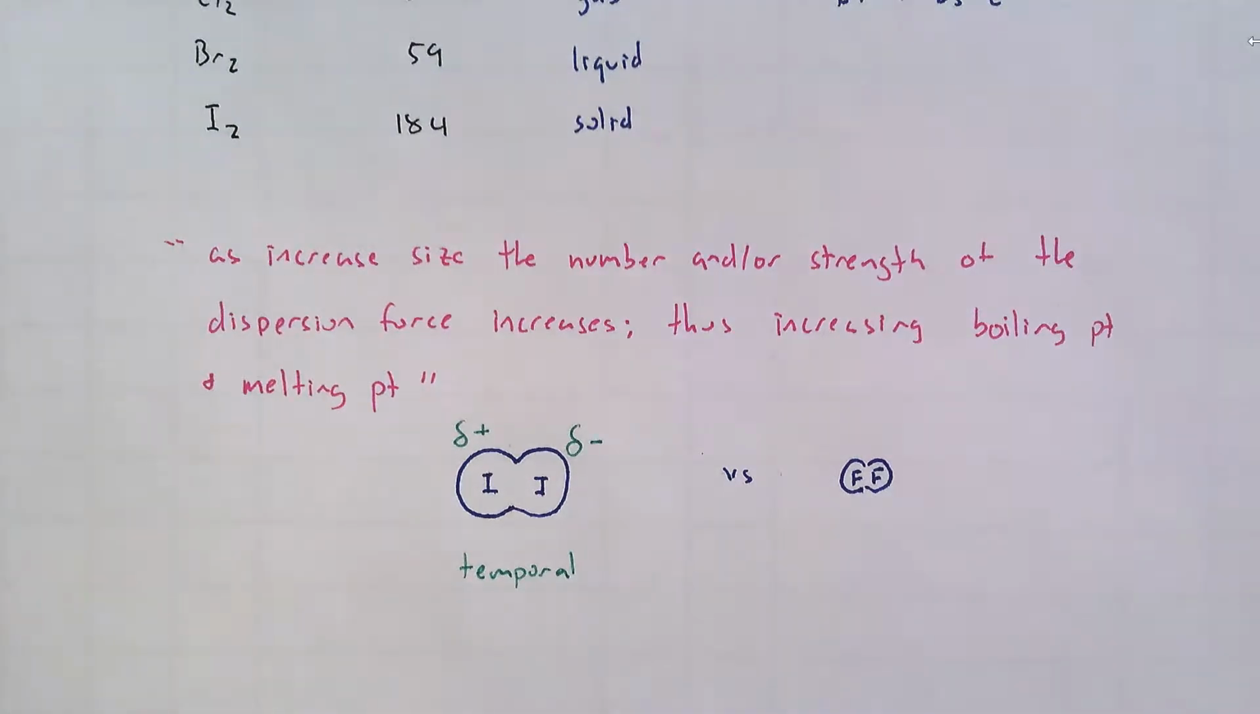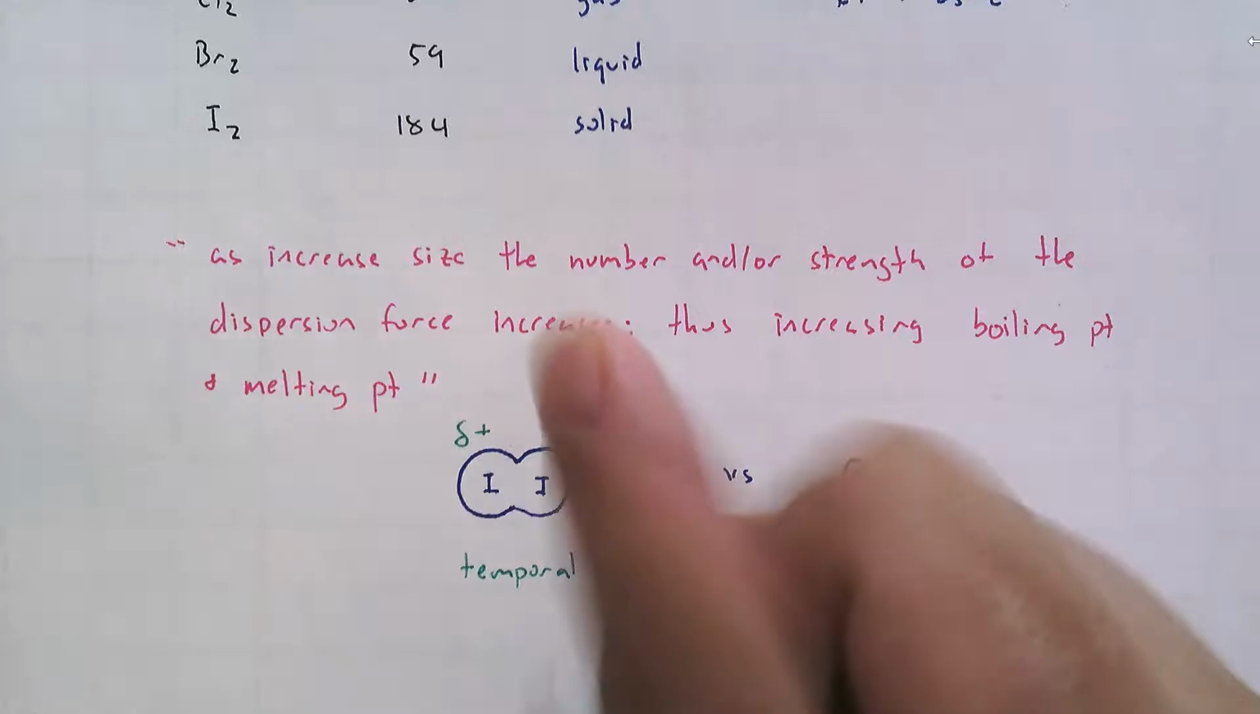Oops. Oh man. I can't make any mistakes now. I can't find my whiteout. Temporary dipole.